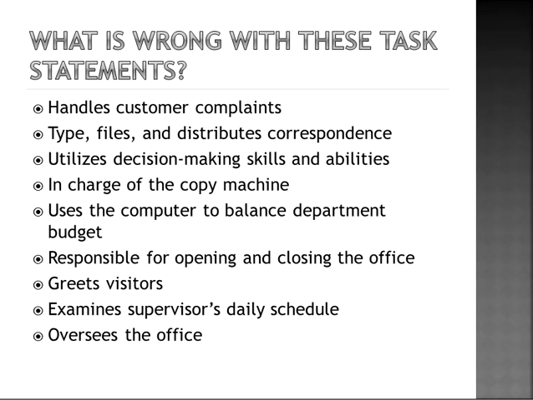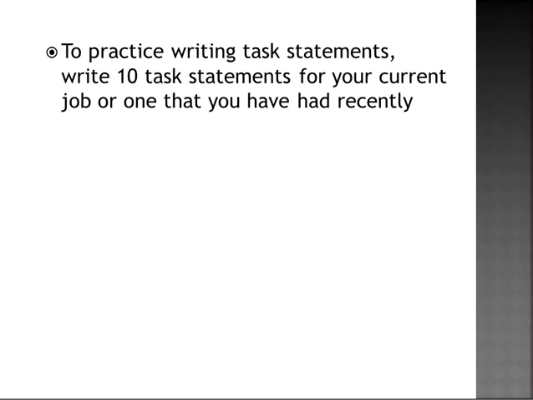For those activities that involve decision-making, the level of authority should be indicated. This lets the incumbent know which decisions she is allowed to make on her own and which she needs approval for from a higher level. To practice writing task statements, write 10 task statements for your current job or one that you have had recently.